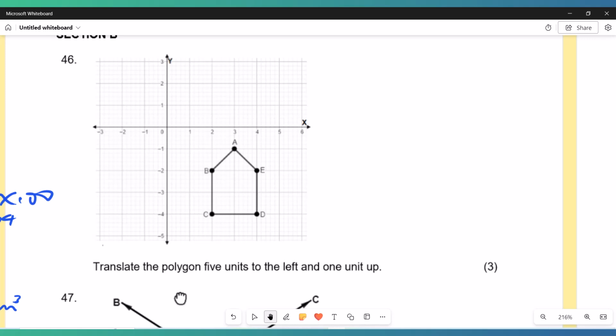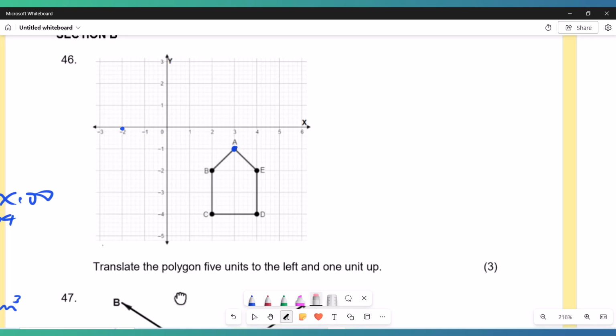I'm counting from this point A. Now point A, as you can see, is here. Now they say 5 units to the left, right? So this is 1, 2, 3, 4, 5. So this is 5 to the left. What about up? 1 unit up is going to be here. So it's going to be here now. That's my image for point A.